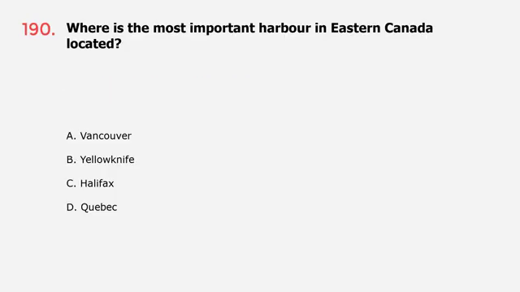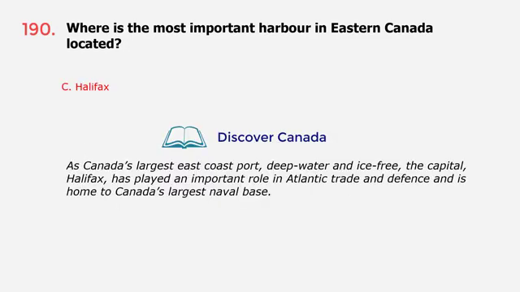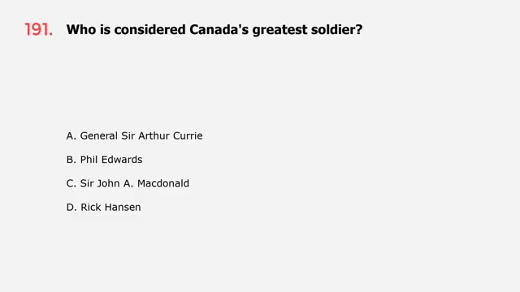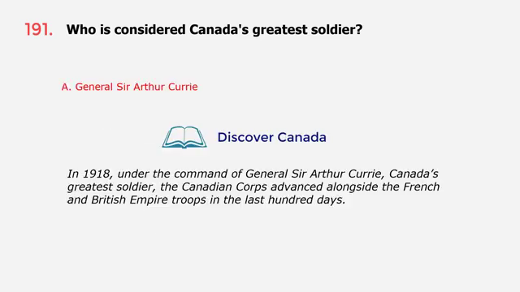Question 190. Where is the most important harbor in eastern Canada located? A. Vancouver, B. Yellowknife, C. Halifax, D. Quebec. The answer is C. Halifax. Question 191. Who is considered Canada's greatest soldier? A. General Sir Arthur Currie, B. Phil Edwards, C. Sir John A. Macdonald, D. Rick Hansen. The answer is A. General Sir Arthur Currie.